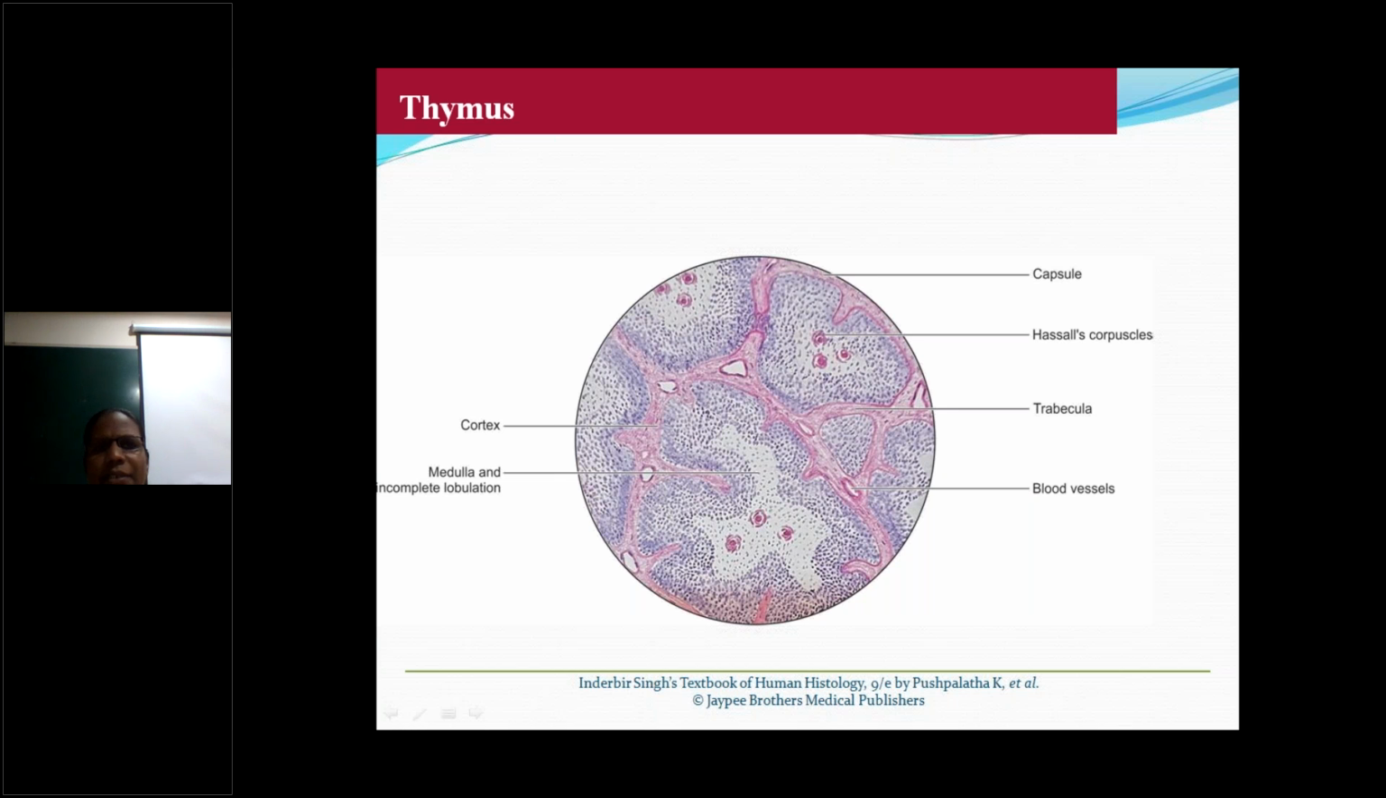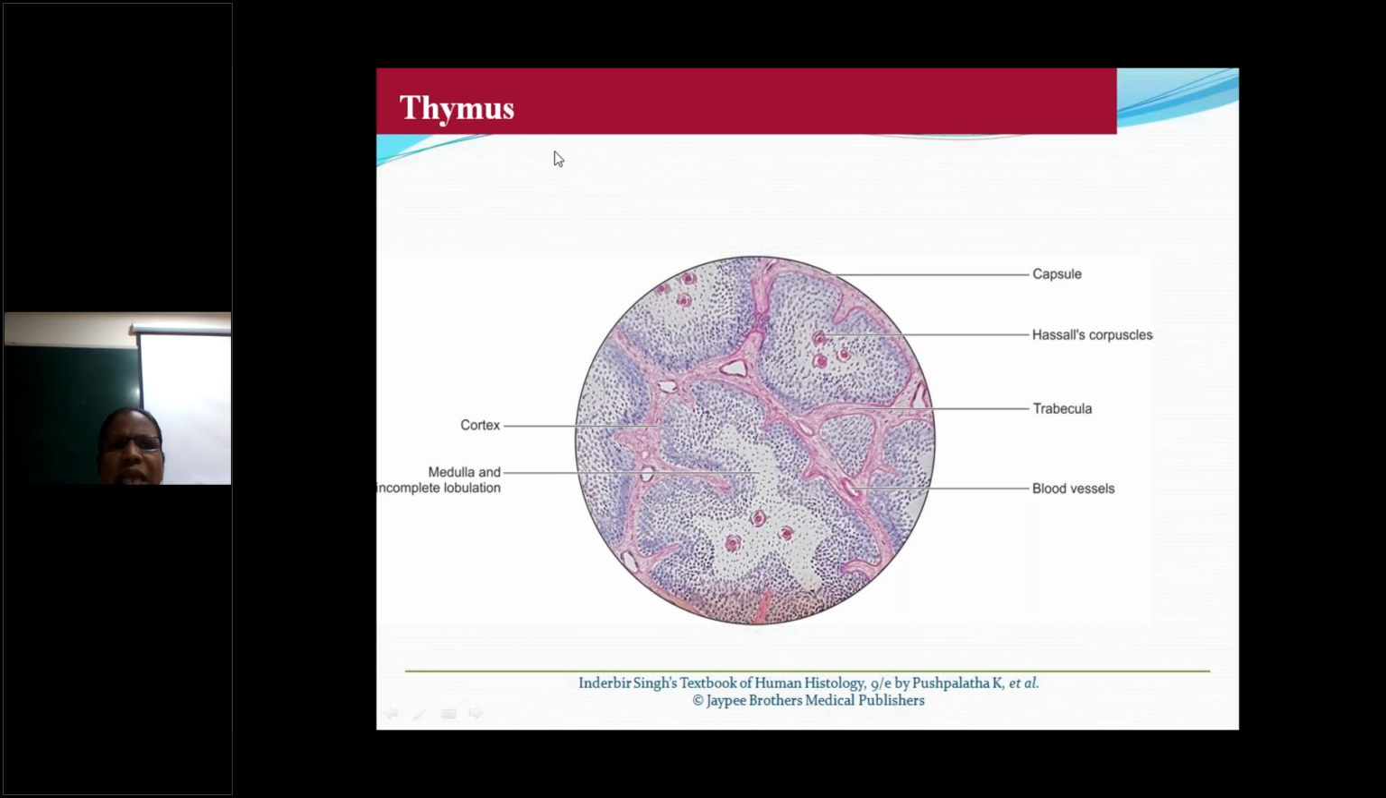Next is the thymus gland. Here you are able to see a butterfly shaped structure. The entire thymus gland is a butterfly shaped, bilobed structure. Each lobe has a number of lobules, which are incomplete or complete lobules.